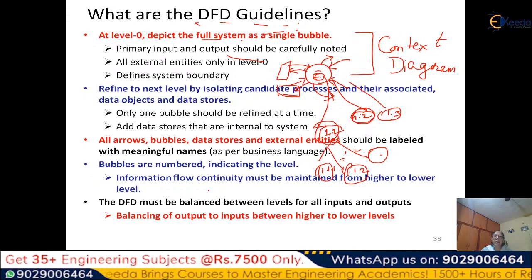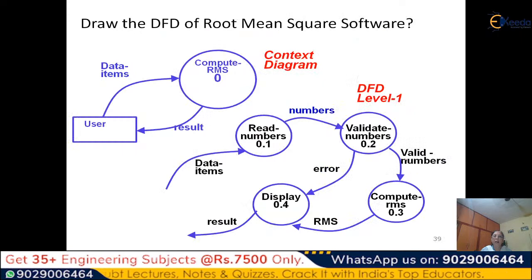A DFD must be balanced between levels, that is, for all inputs. That means any input coming in here should also be available in this one, and also in this one. So you have to see that anything that is going out of this, and suppose it is entering here, then when you are describing this one, it should be available. We'll see some examples, and it will be clearer.